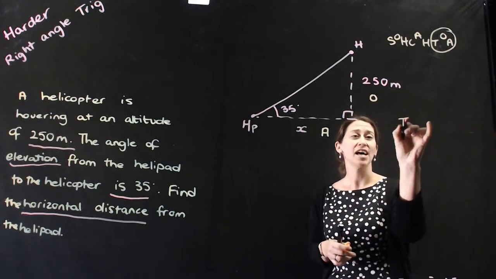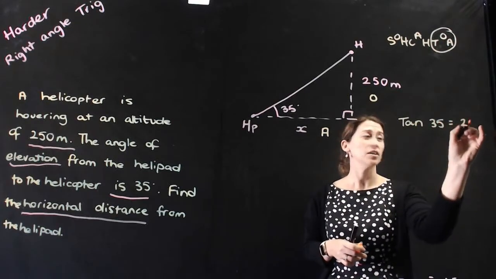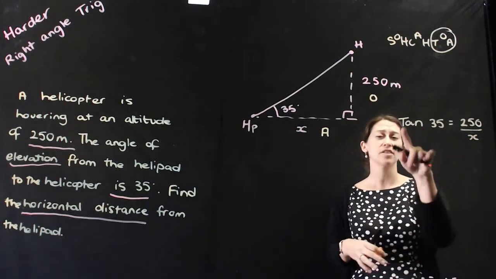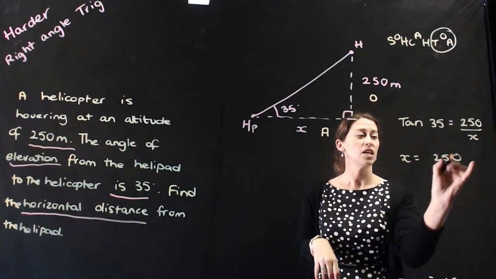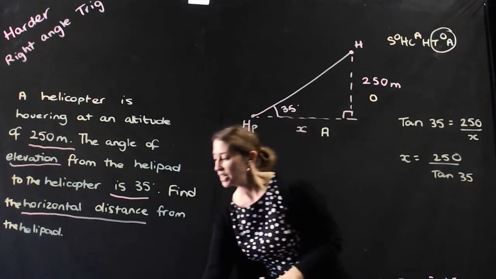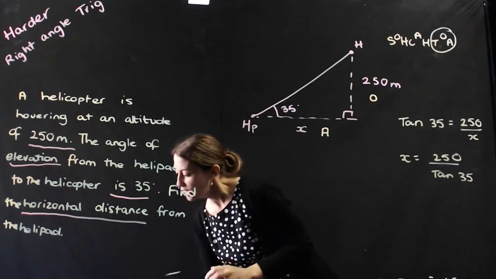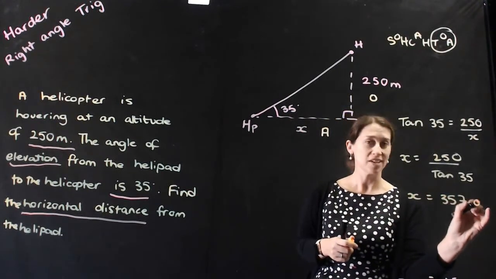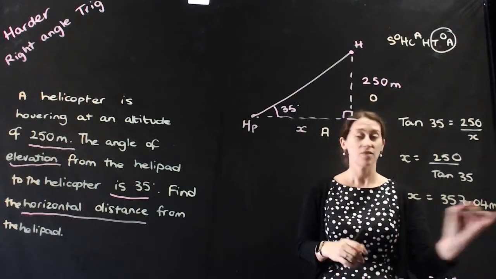So we say that tan 35 equals the opposite divided by the adjacent, which is what we're trying to find. Rearranging x over there, tan 35 down there, we get that x equals 250 divided by tan 35. Typing that into my calculator, I get 357.04 to 2 decimal places. And of course, our horizontal distance has to be in meters because that's the unit that we've been given in the question.